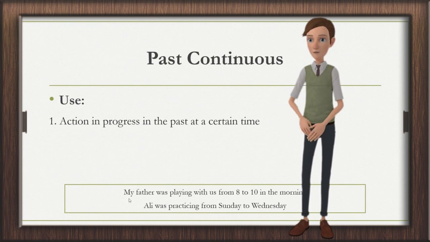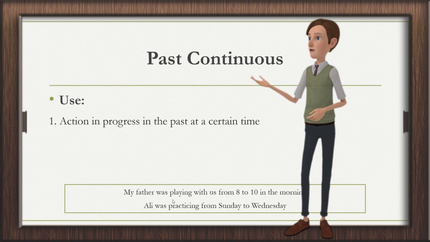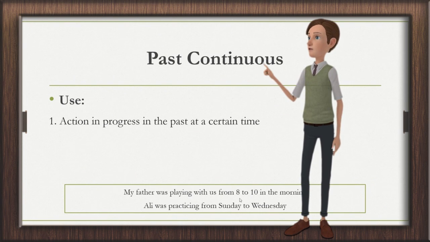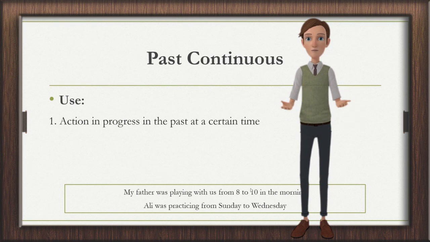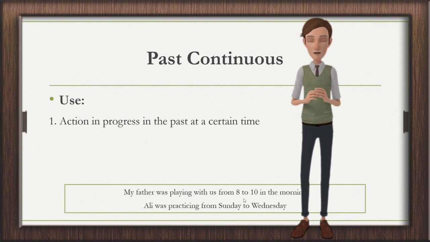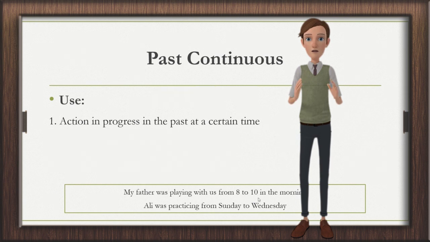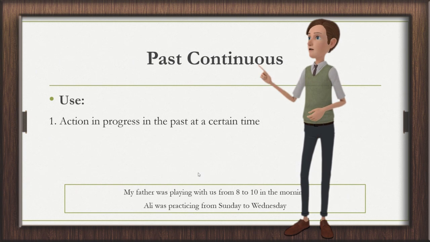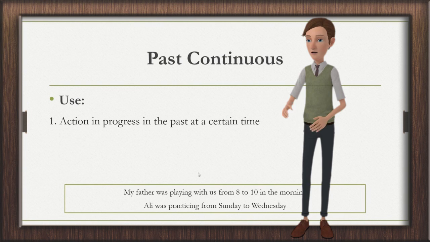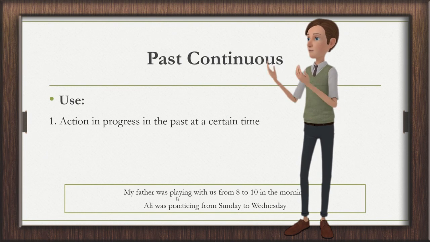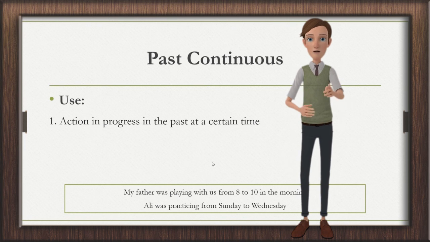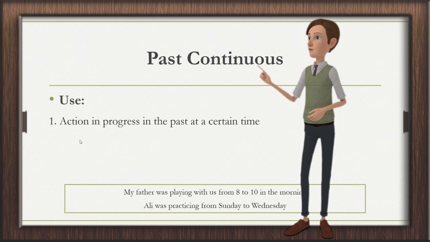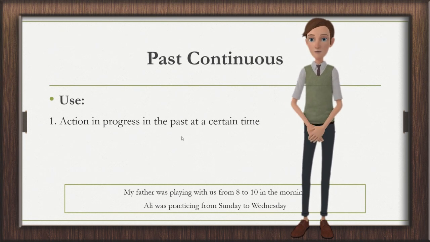For example, my father was playing with us from 8 to 10 in the morning. So at a certain time, at a specific time, from 8 to 10 in the morning, my father was in the middle of the action. The action of playing was in progress. So at a certain time, an action was in progress in the past.